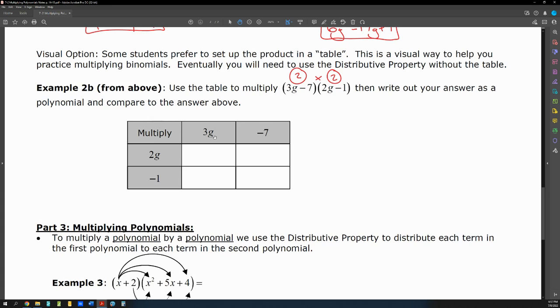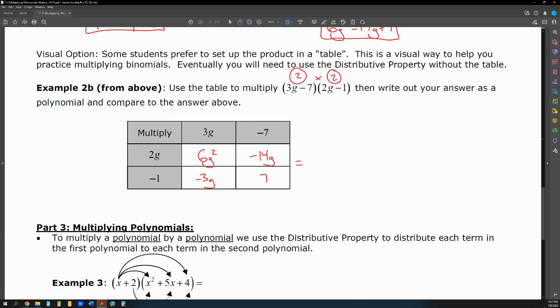So here we have 3g times 2g is equal to 6g squared. 2g times negative 7 is negative 14g. 3g times negative 1 is negative 3g. Negative 7 times negative 1 is positive 7, and I can actually just write 7 there. Okay? So be very careful when you're labeling your table. You want to keep those signs together. So this 7 minus 7, that's a negative 7 here.